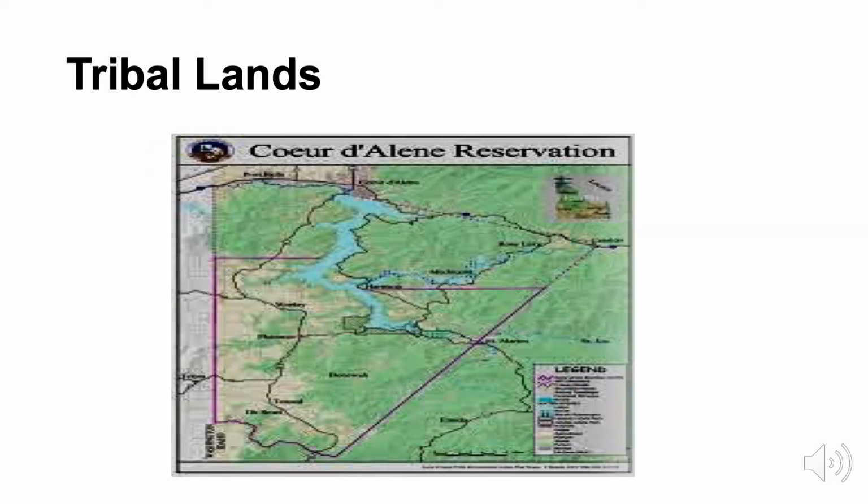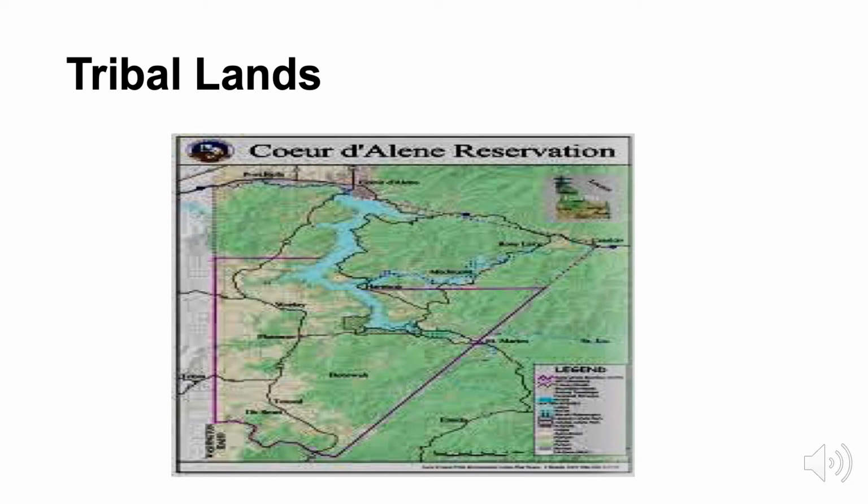Again, another map of the lake, more of a topographic map. You can see that the area surrounded by the purple boundary is part of the Coeur d'Alene Native American Reservation. And once you get north of that line, you go into private, public, federal ownership.